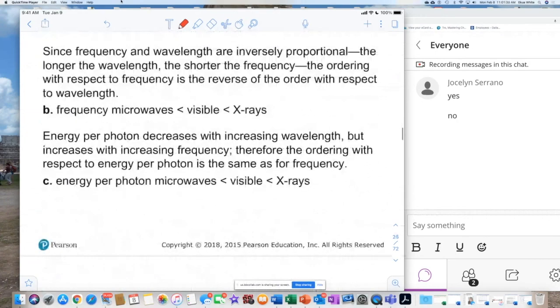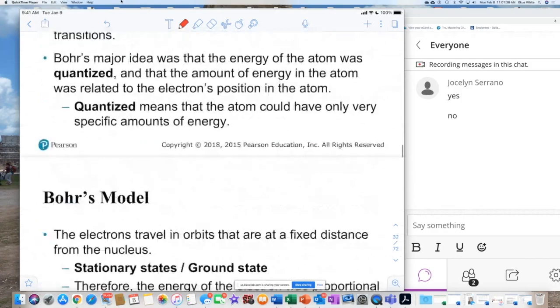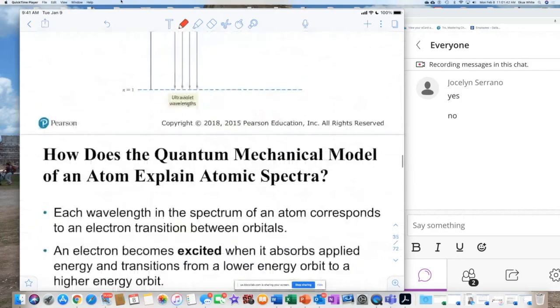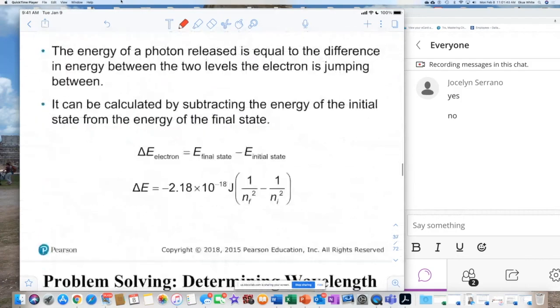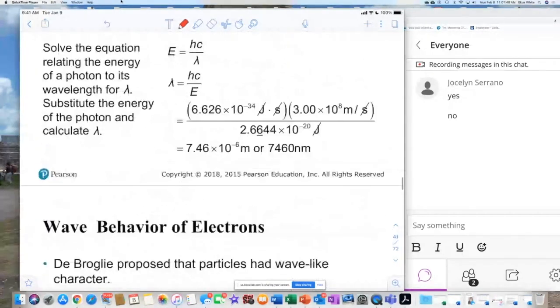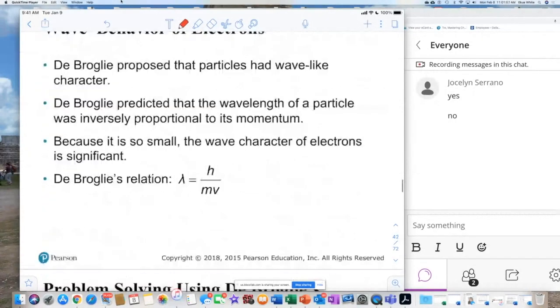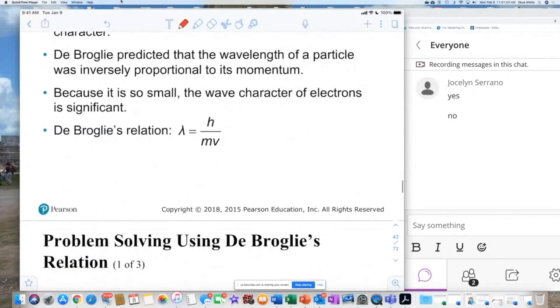We'll go into the rest of this chapter and talk about Bohr's model, and finally start talking about the quantum mechanical model. Hopefully we start getting into that on Wednesday so that we can actually at least see the quantum mechanical model more than one time. Okay, so I'll end here for today. We'll talk about the rest of the photoelectric effect on Wednesday and then go into the rest of the chapter.